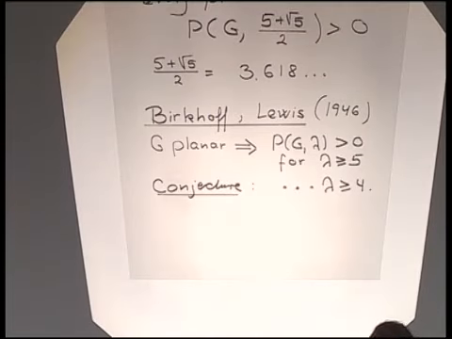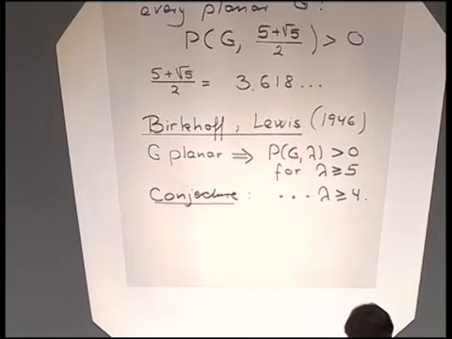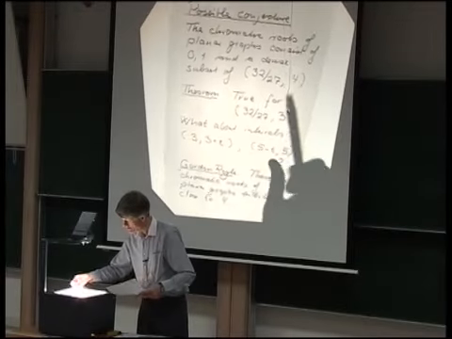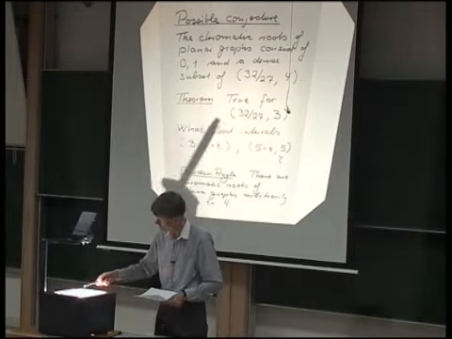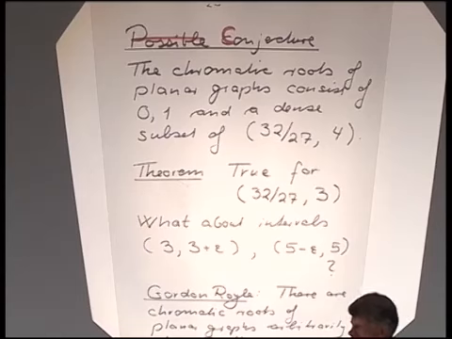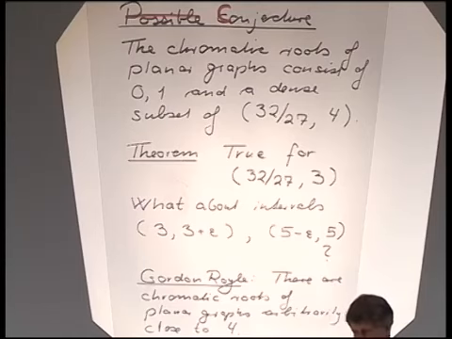Then Bill already mentioned Birkhoff's and Lewis's result, and Alan also did in his talk. They proved that for lambda greater than or equal to 5, the chromatic polynomial is always positive, and they conjectured that this is true for lambda greater than or equal to 4. And this was also mentioned by Bill, a possible conjecture. Well, Bill said that I conjectured it, so maybe I should say that it's a conjecture. The chromatic roots of planar graphs consist of 0 and 1 and a dense subset of the interval from 32 over 27 up to 4.